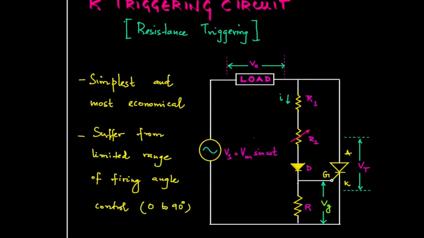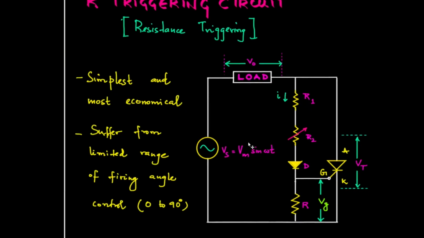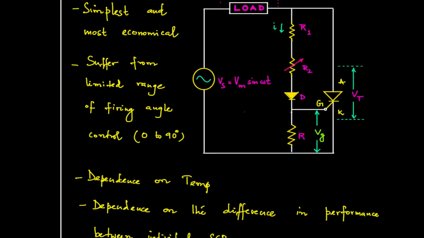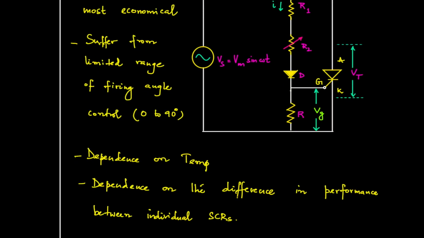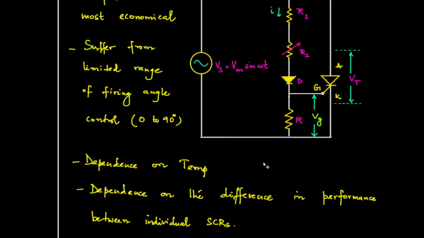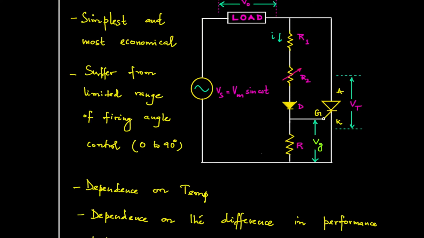Now, resistance triggering is one of the simplest and most economical triggering methods, but it is not usually employed due to its limited range of firing angle and other issues such as dependence on temperature and dependence on the difference in performance between individual SCRs. What it means is that if there is more than one SCR in the circuit, then if the SCRs perform differently, then the R triggering circuit gets affected by it.